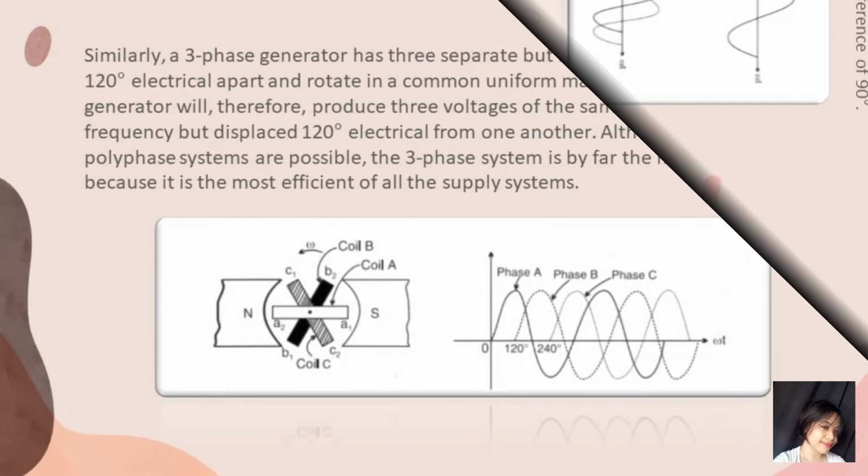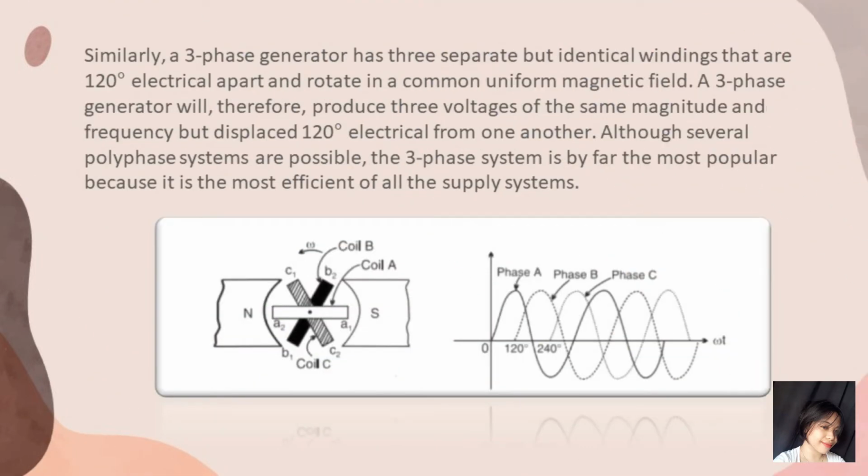Moving on, similarly, a three-phase generator has three separate but identical windings that are 120 degrees electrical apart and rotate in a common uniform magnetic field. A three-phase generator will therefore produce three voltages of the same magnitude and frequency but displaced 120 degrees electrical from one another.